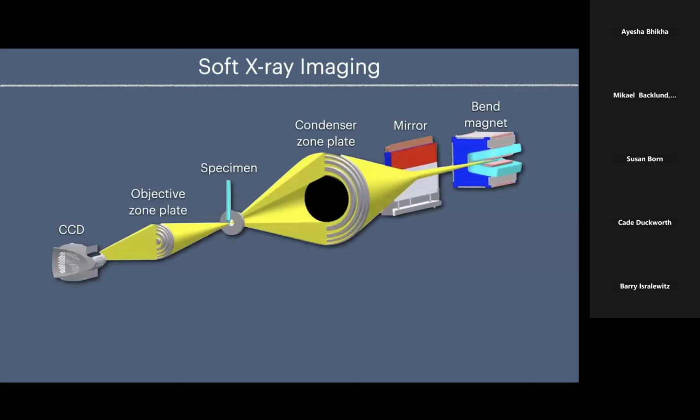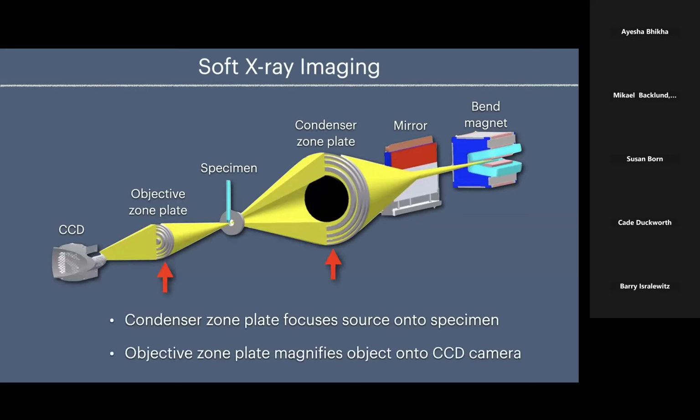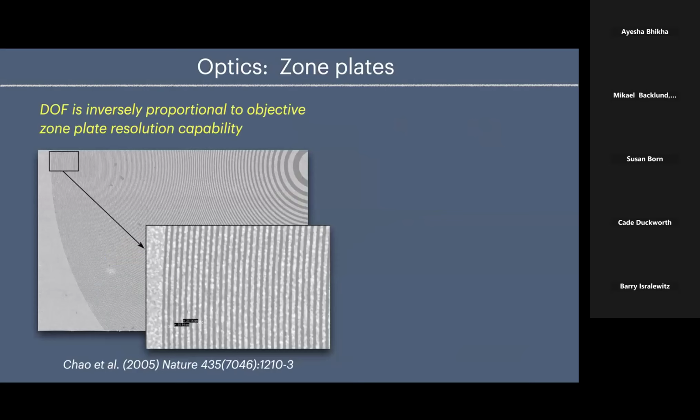Image formation. Very simple microscope. Really ignore all the other complex parts. It's just the specimen, and the objective zone plate magnifies it and the image is formed onto a CCD camera. So it's really a very simple layout for a microscope.